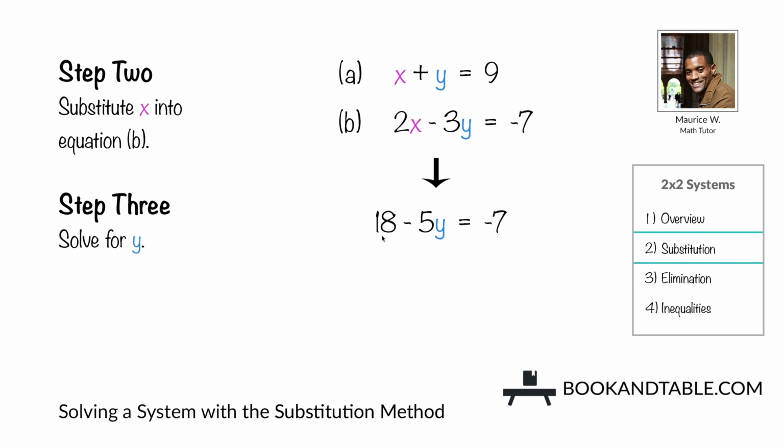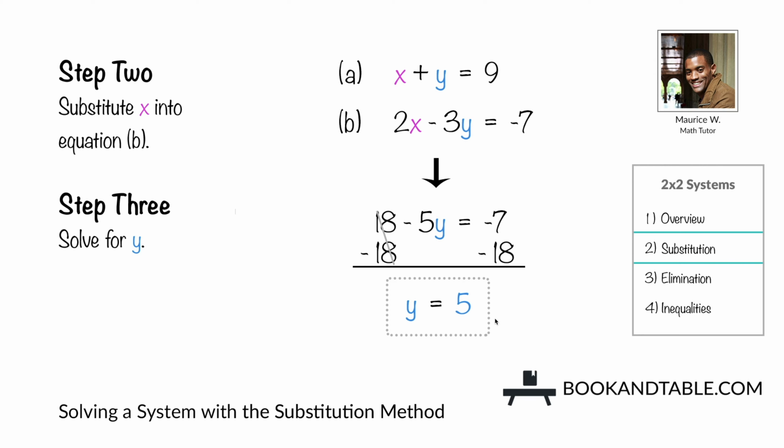So we'll first subtract 18 from both sides to get rid of this constant, giving you negative 5y is equal to negative 7 minus 18 is equal to negative 25. So we get negative 5y is equal to negative 25. And now to get rid of this coefficient of negative 5, we'll divide both sides by negative 5, giving us y is equal to negative 25 divided by negative 5, which is 5.